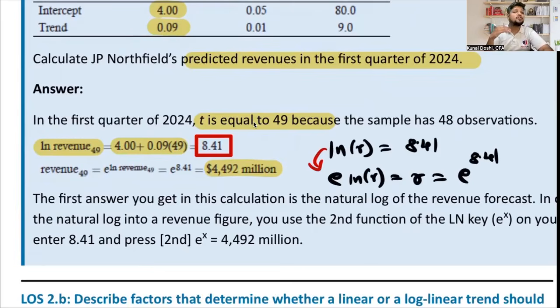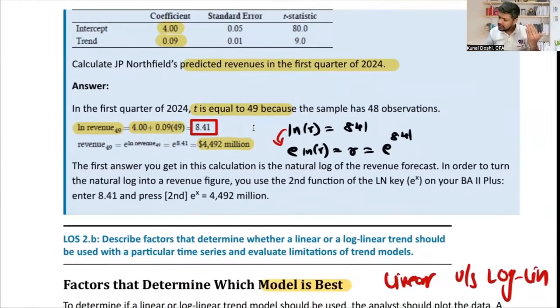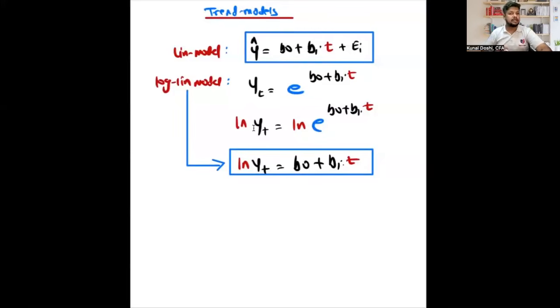This is how you will have to do one step extra by converting the final outcome, which is in log natural, to a normal number. So you do exponential on both sides. Clear, everyone? This is how we use the log lin model. So there are two types of model: the linear model, where just time is the independent factor, and the log natural model or log lin model, where we get the value as a log. Then we convert that into a normal number by taking the exponential of it.